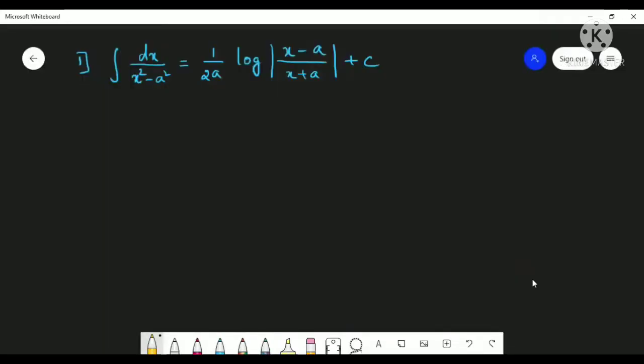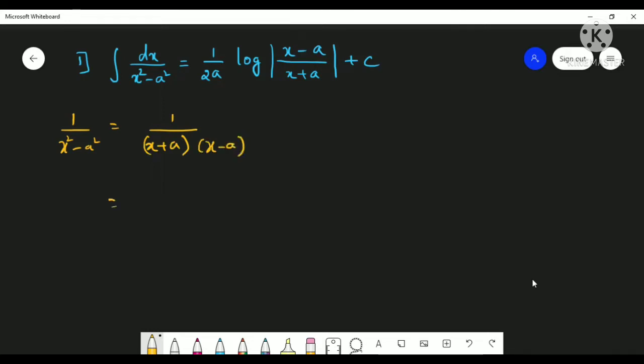It is the integration of dx by x square minus a square, equal to 1 by 2a log of mod x minus a by x plus a, plus c. Just what I want to prove, I will write here. Take the LHS: 1 by x square minus a square. I will split the denominator, on the basis of a square minus b square, that is x plus a into x minus a.